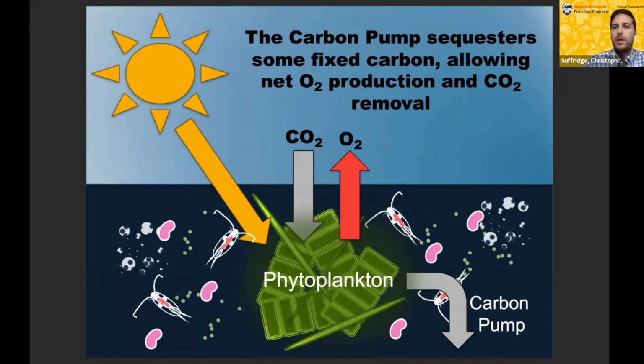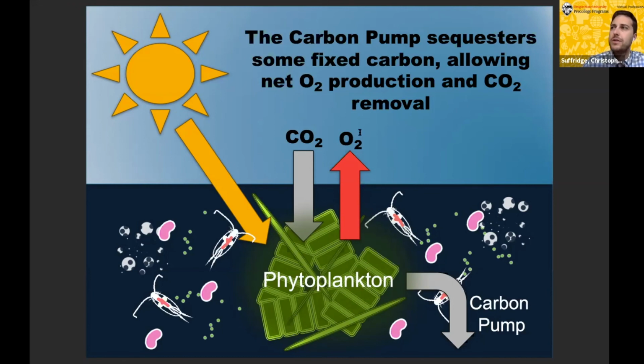The carbon pump sequesters some of that fixed carbon, allowing net oxygen production and net carbon dioxide removal from the ocean. And the way this works is, yes, those equations are balanced. However, the rates in those equations don't have to be balanced. So as phytoplankton grow, they're fixing carbon dioxide and they're releasing oxygen.